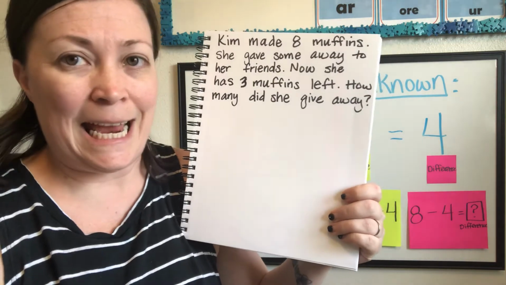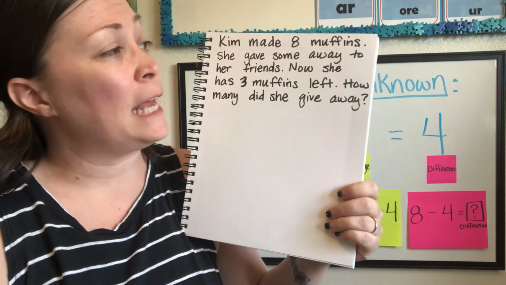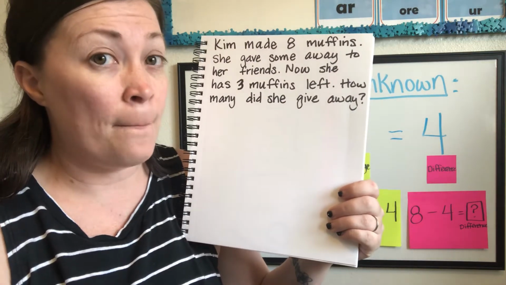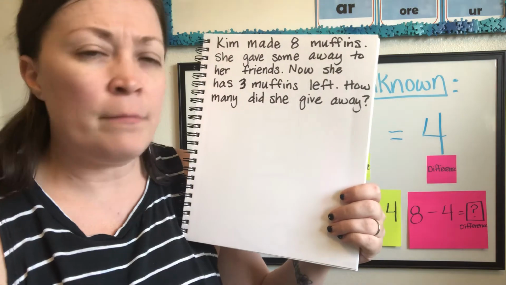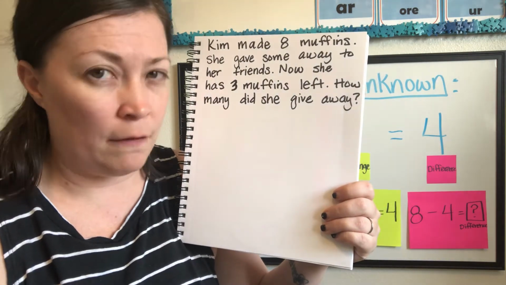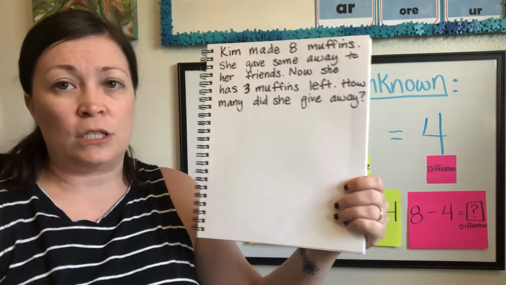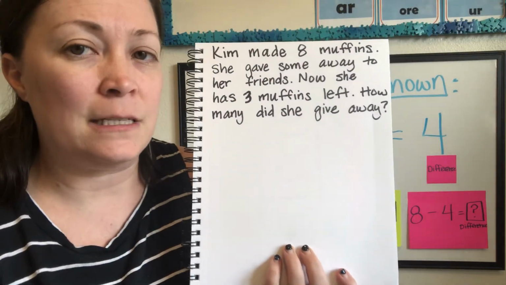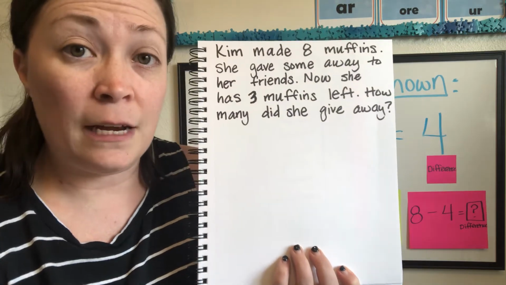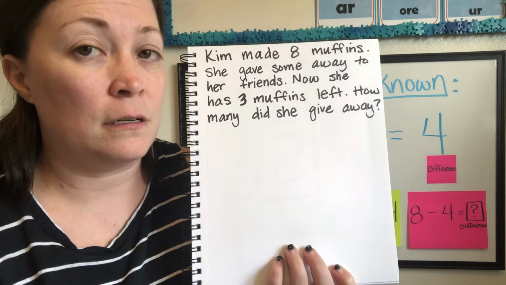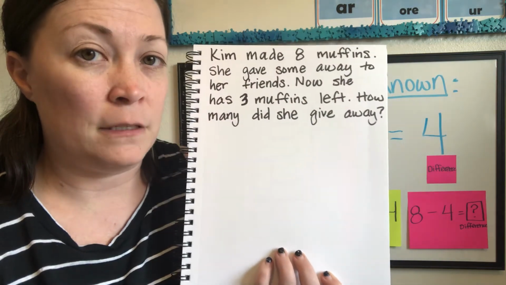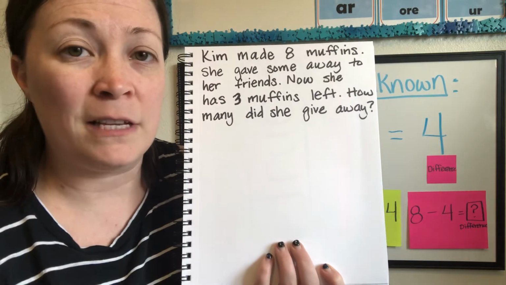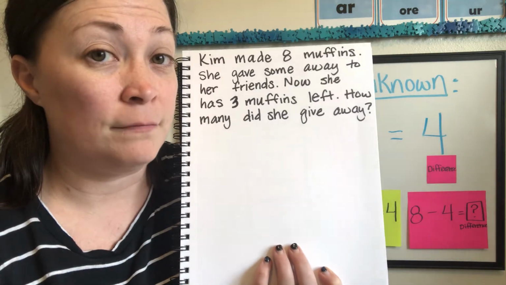Let's look at this problem. Kim made 8 muffins. She gave some away to her friends. Now she has 3 muffins left. How many muffins did she give away? So again, we're going to start with that first information. Kim made 8 muffins. So right here, try it on your own first. Show me 8 muffins on your paper. Go ahead and pause the video and show me 8 muffins, and don't forget to start your equation.